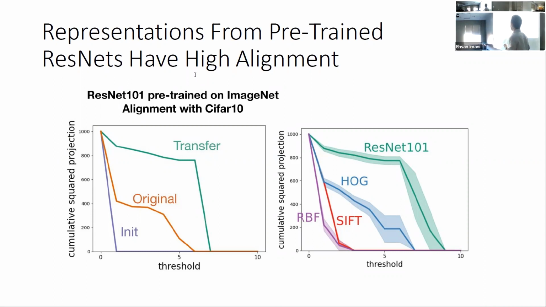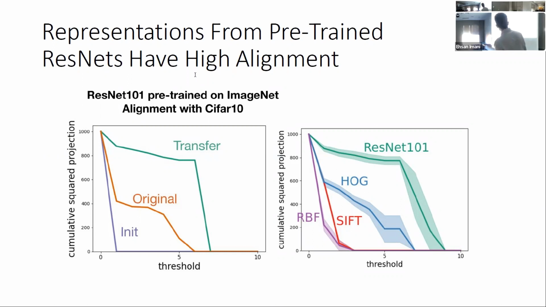Compare this to the original and initialization curves. Original means we don't have any neural networks involved and you just flatten the images themselves as the representation matrix. The label vector is the same as before, but the features, instead of being obtained from the pre-trained neural network, are just flattened images. And you get a lower alignment curve across all thresholds. And initialization is when you extract the representation from the same neural network but at initialization, without any pre-training, and you get the lowest curve here in the beginning.